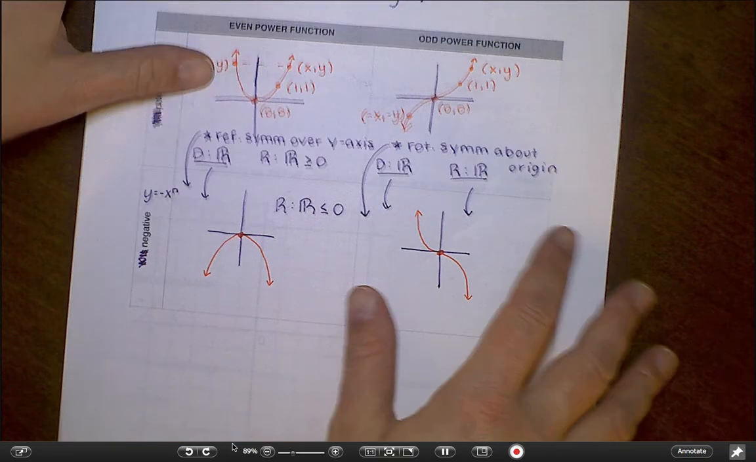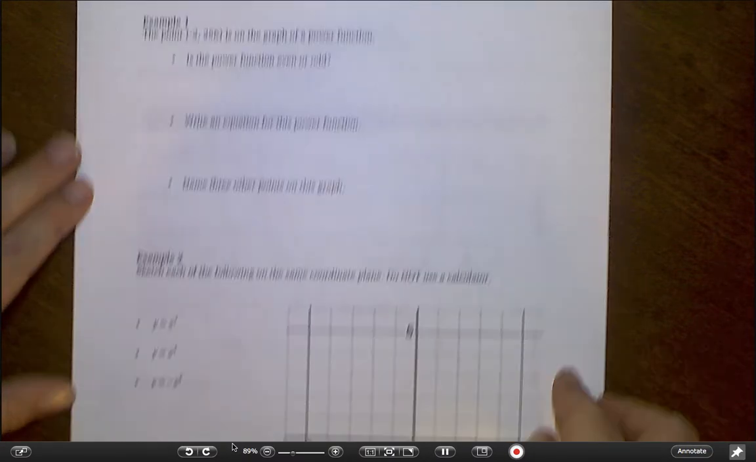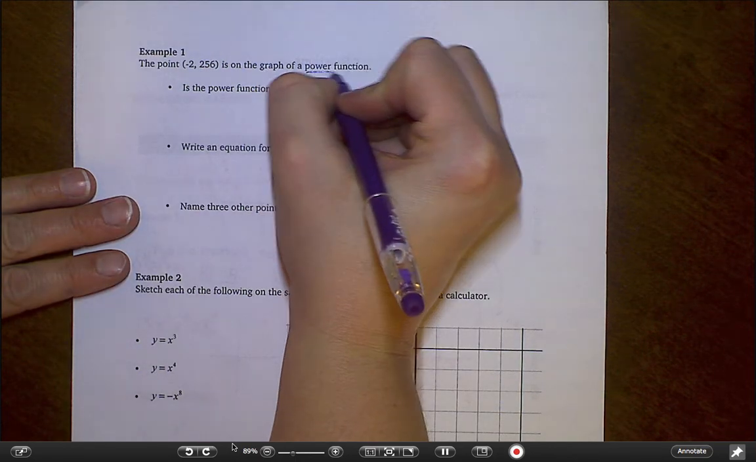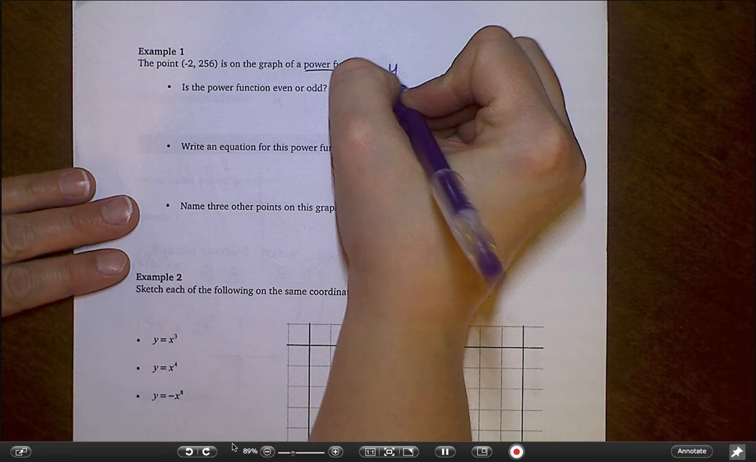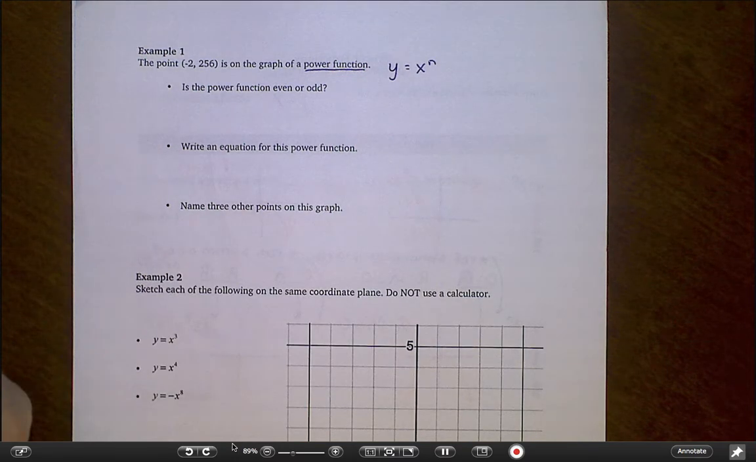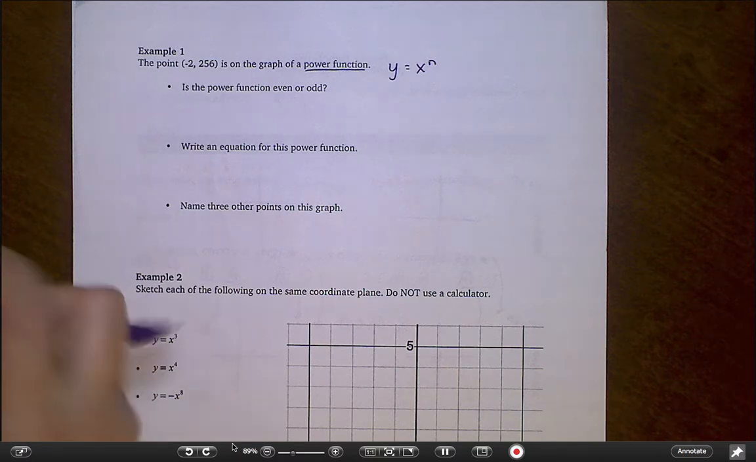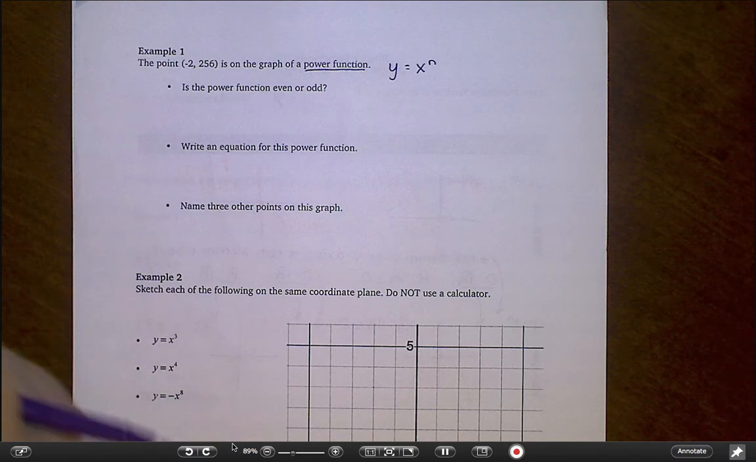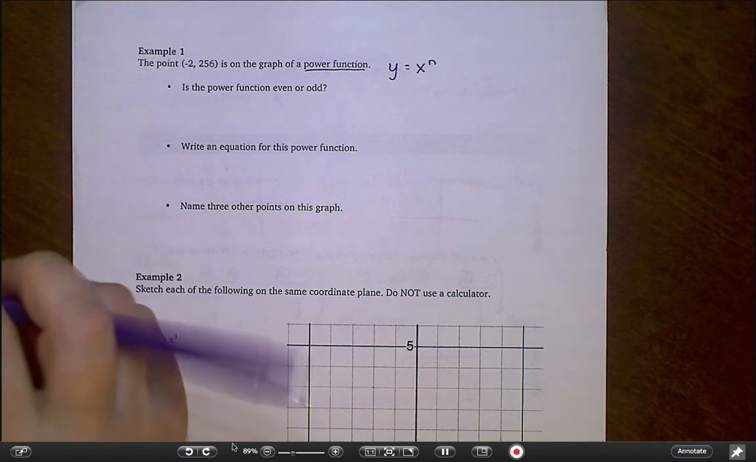Okay, so let's talk some math with these. Let's do some examples here. So this first example says the point -2, 256 is on the graph of a power function. And as soon as I see power function, I'm thinking y equals x to some power. So the question is, is this power function even or odd? This would be a great time again to pause the video and think about that, and then come back and I'll explain.